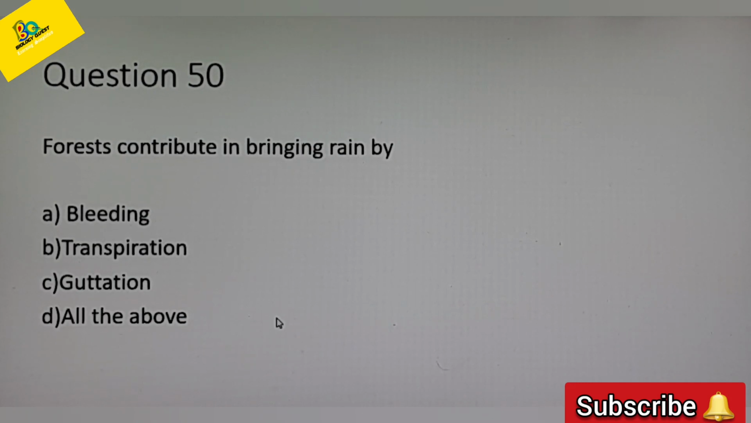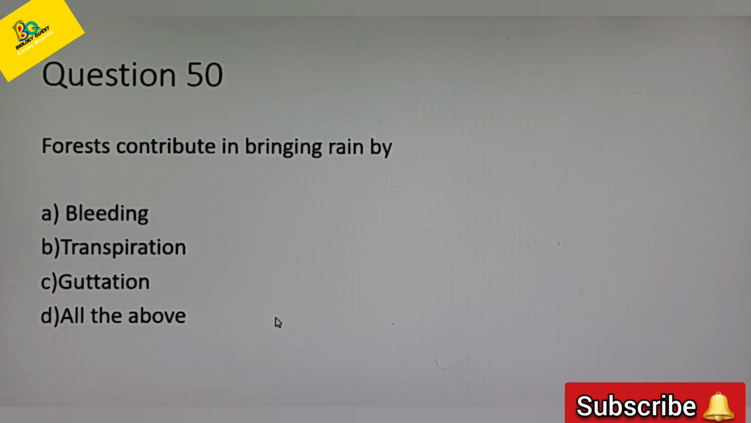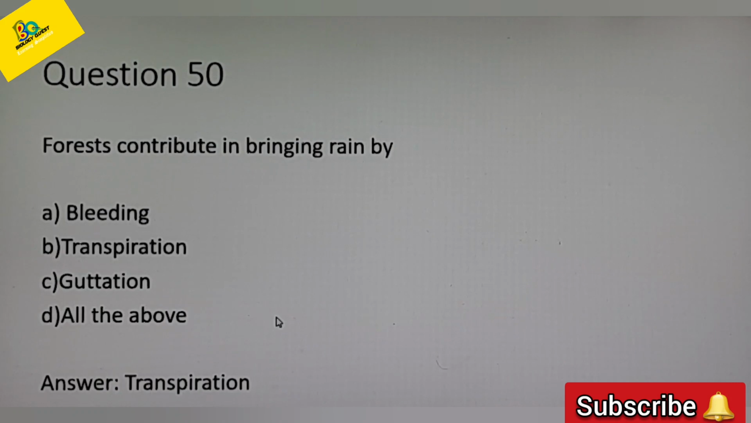Next question, forests contribute in bringing rain by, options are bleeding, transpiration, guttation, all the above. Which is the correct answer? Forests contribute in bringing rain by the process of transpiration. Yes, it is transpiration. Correct answer is option B, transpiration.